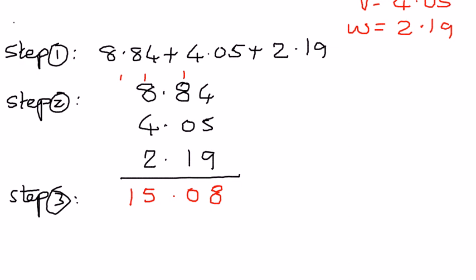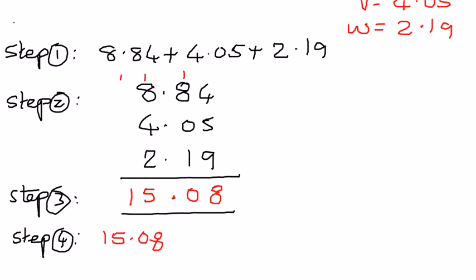Therefore our answer is 15.08. So in step number 4, if we want to complete all the procedures, we place the decimal point just below the rest of the decimal places for the given numbers. So 15.08 is our answer.